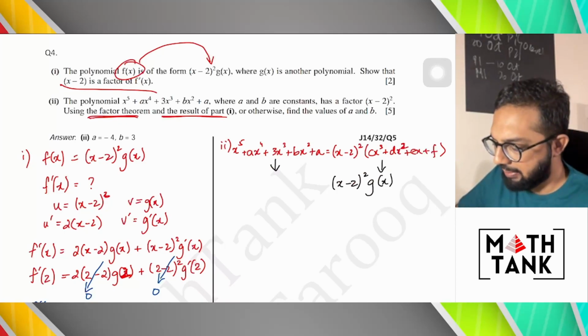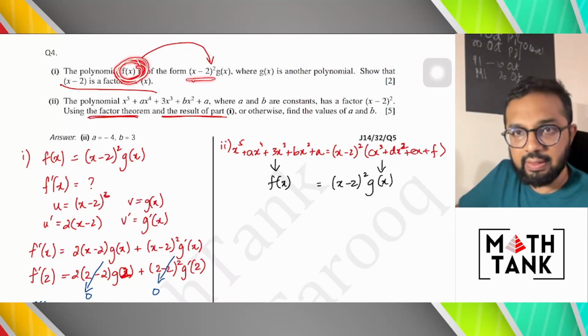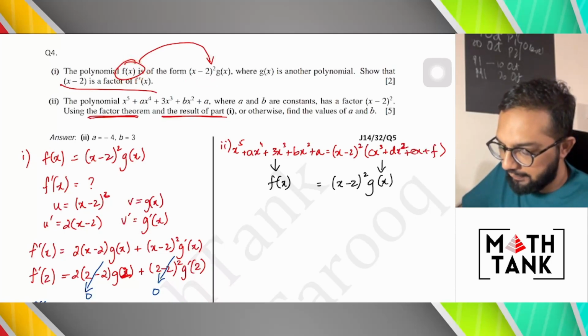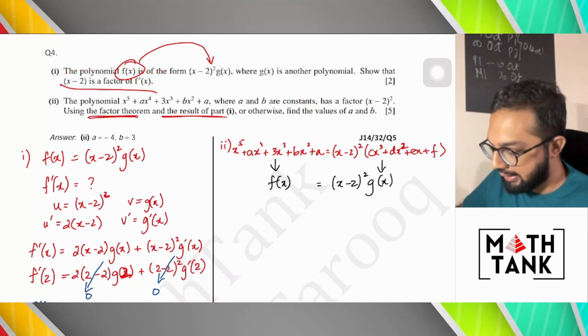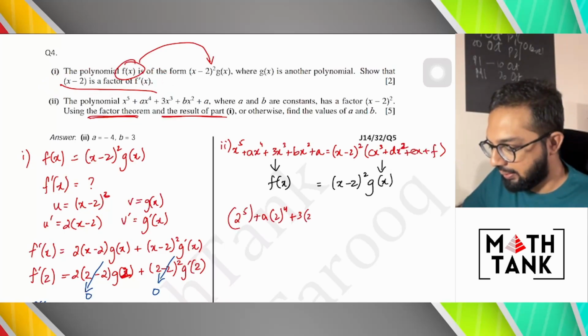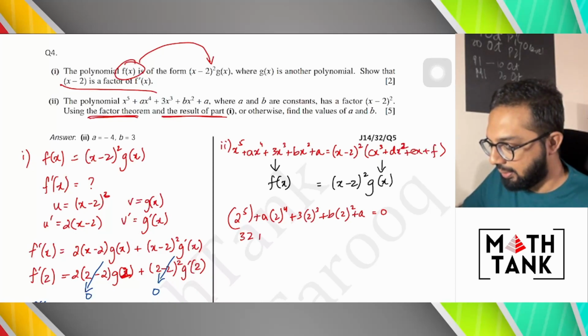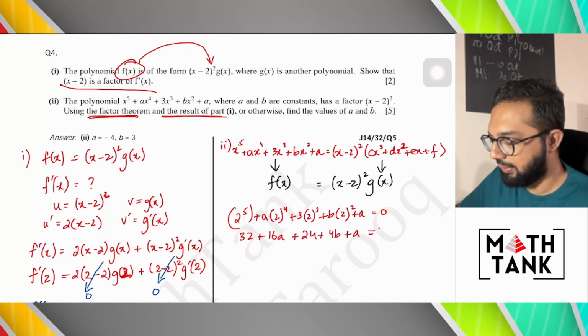Okay, and this is basically my f of x. So I just figured out from part 1 that x minus 2 was a factor of f of x, and it was also a factor of f bar of x. So if it is a factor of f of x, can I go on and say that 2 power 5 plus a into 2 power 4 plus 3 into 2 cubed plus b into 2 squared plus a should equal 0? So I get 32 plus 16a plus 24 plus 4b plus a equals to 0.